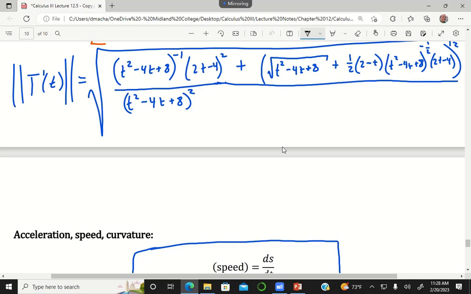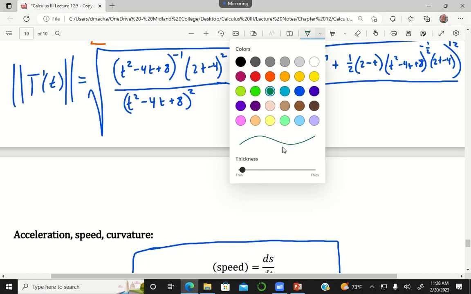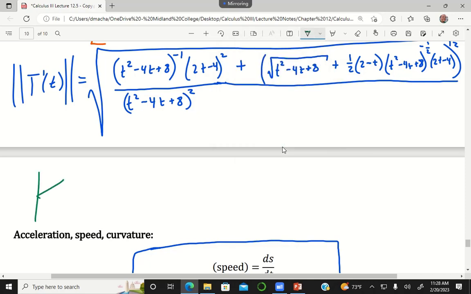There may be some way to simplify the numerator, but it's super messy. So here's how I'm going to sum up what we're doing right here. Remember that once you're done, the curvature is what? The norm of T prime of t divided by the norm of r prime of t. We've already found the norm of r prime of t. We've already found the norm of T prime of t, even though it's not super simplified right now.